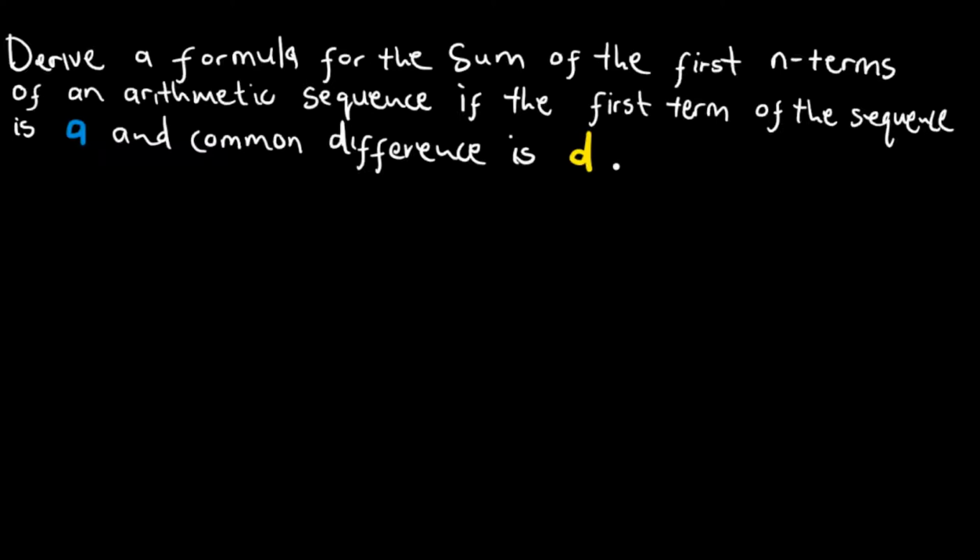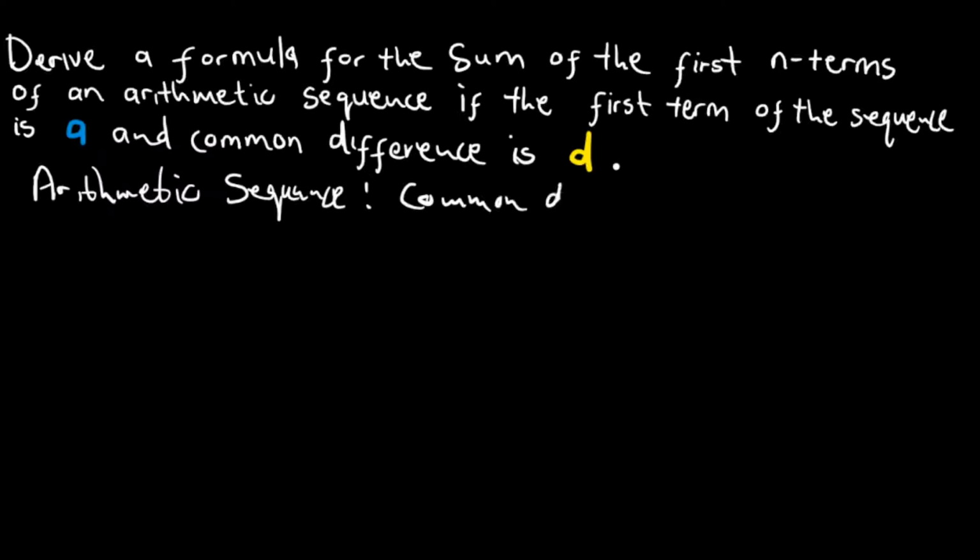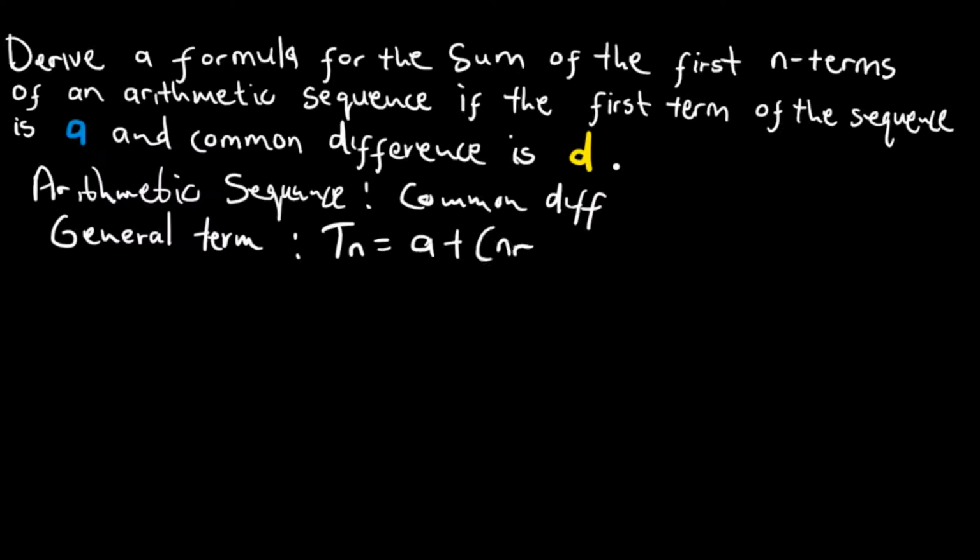So we know very well that an arithmetic sequence is seen by a common difference, and its general term is given by Tn is equal to a plus (n minus 1) multiplied by d. So now we want to find the sum of the arithmetic sequence.